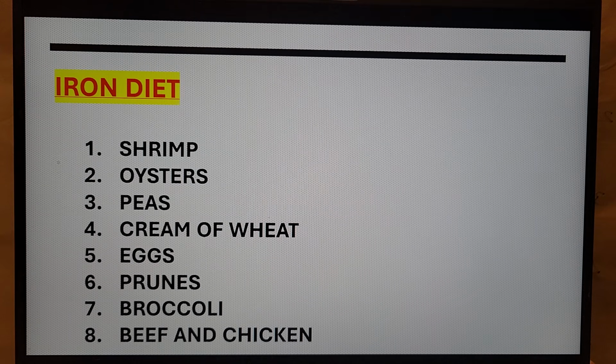Iron diet: teach your patient shrimp, oyster, peas, cream of wheat, eggs, prune, broccoli, beef, and chicken have a lot of iron. So sometimes you have a diet question, right? Iron.